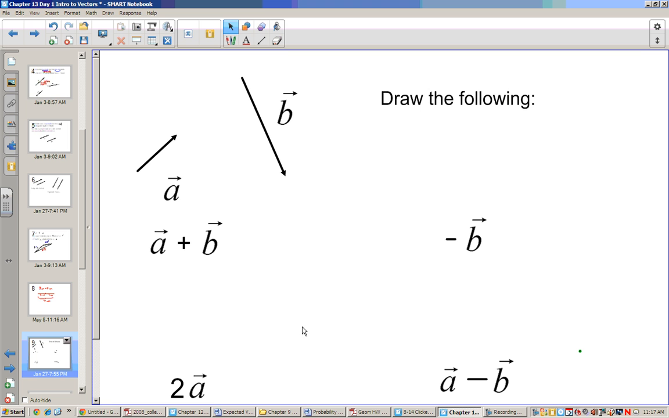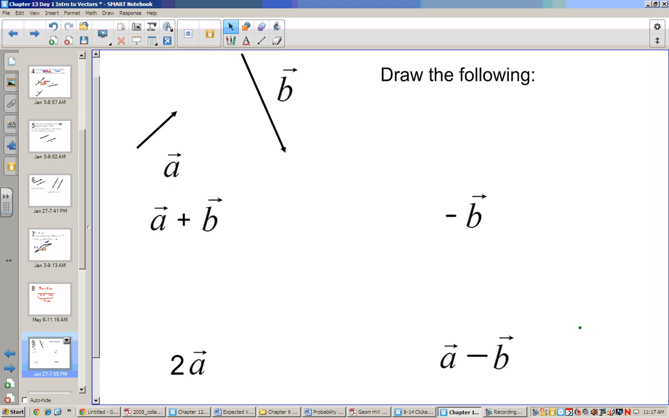Now let's do a couple examples. For a plus b, I take vector a, I put b at the end of vector a, and now I draw from the beginning of a to the end of b. So a plus b is this vector right here.